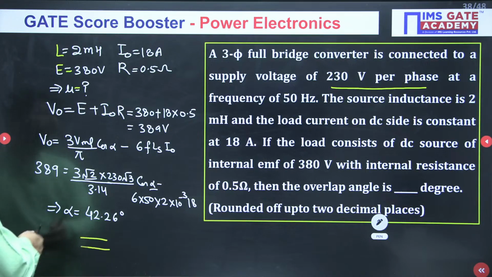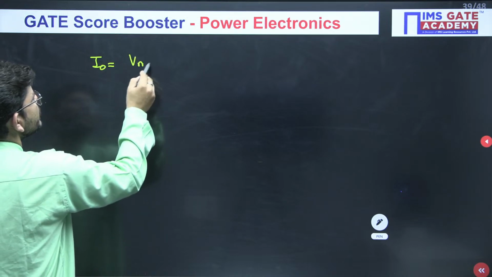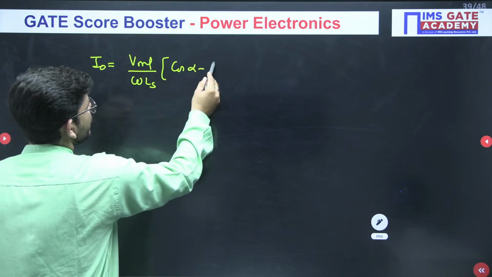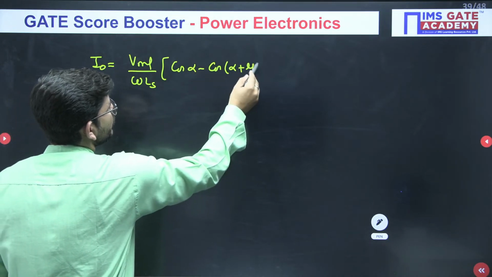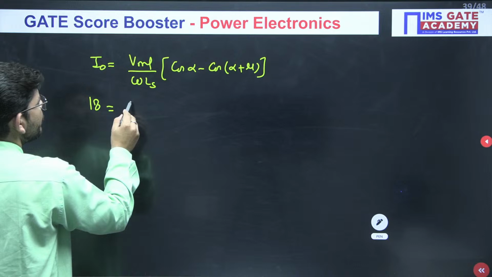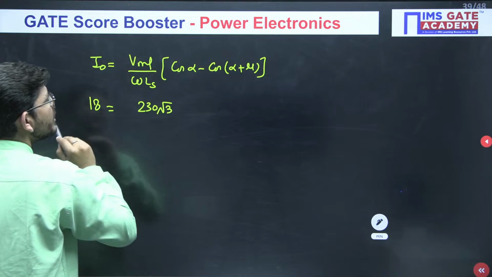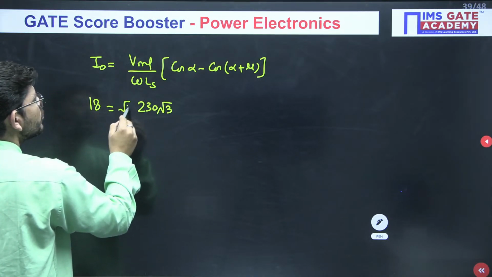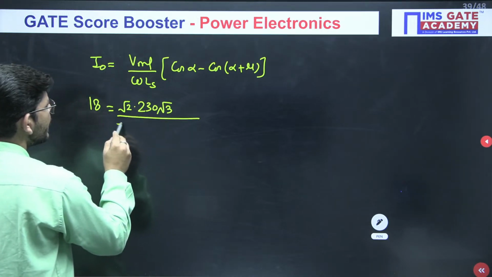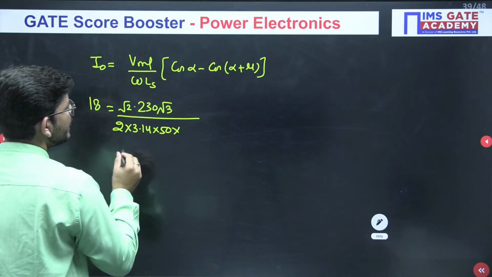Again, just the same analysis we are doing. We are aware of one equation related to current, which is I naught equals VML upon omega Ls times cos of alpha minus cos of alpha plus mu. Now put the values here as well. I naught is given 18. For VML, first of all you have to convert the 230 phase voltage into line voltage by multiplying by root 3, and then multiply it with root 2. So you will get the maximum value of line voltage, divided by omega Ls. Omega will be 2 pi F into Ls, the inductance.